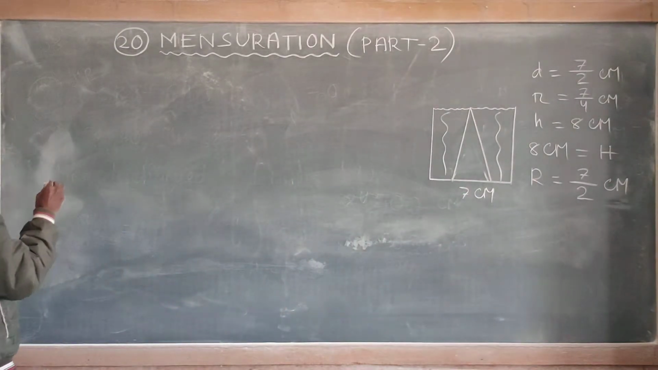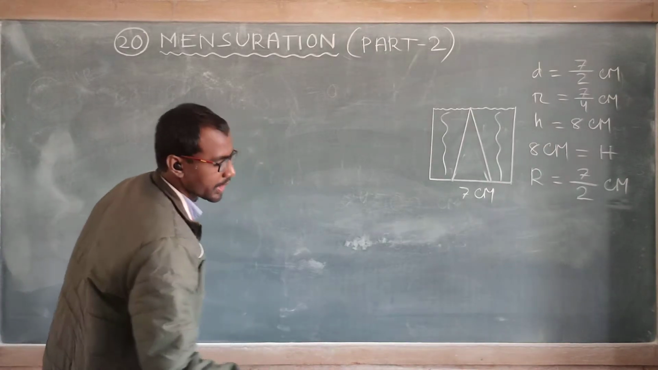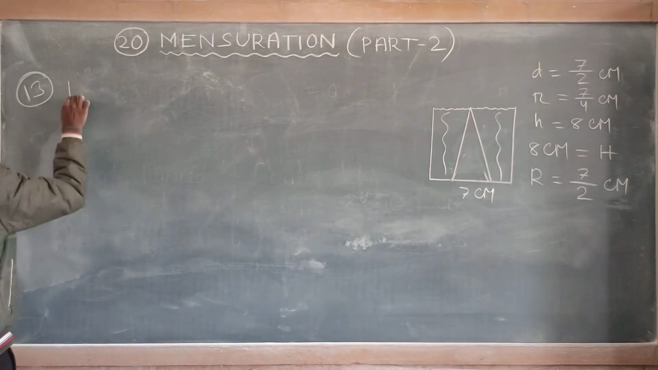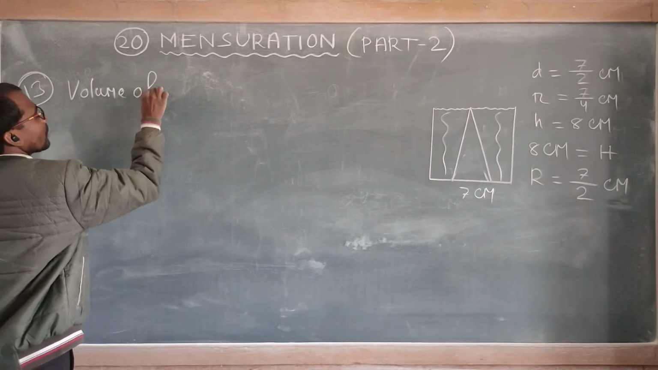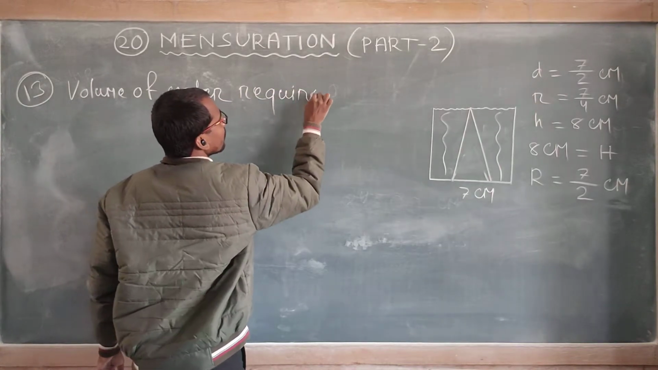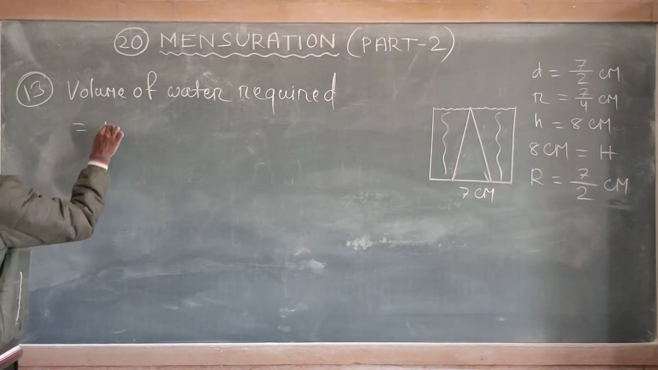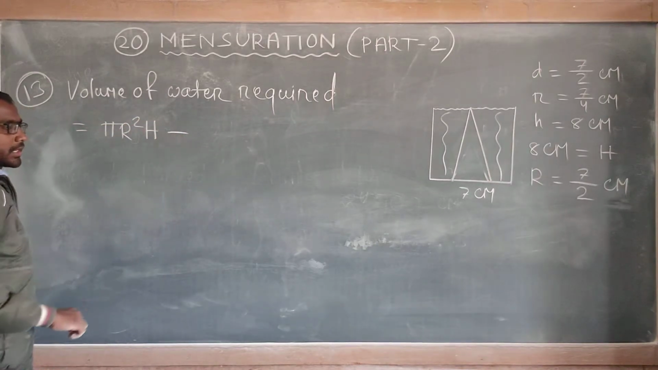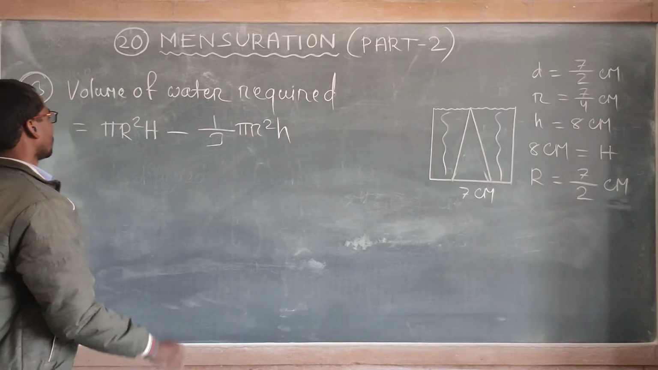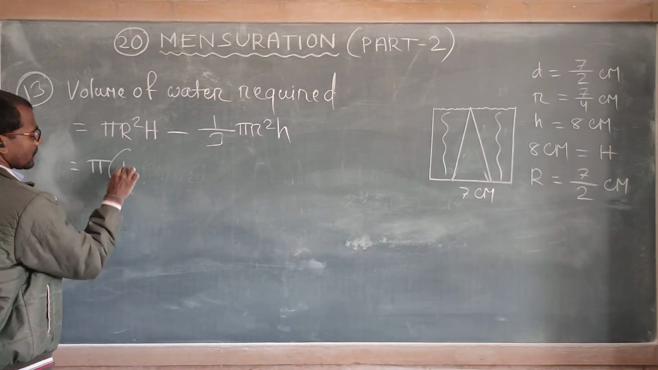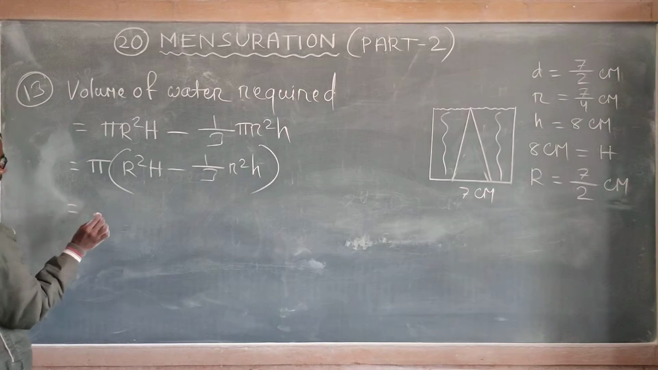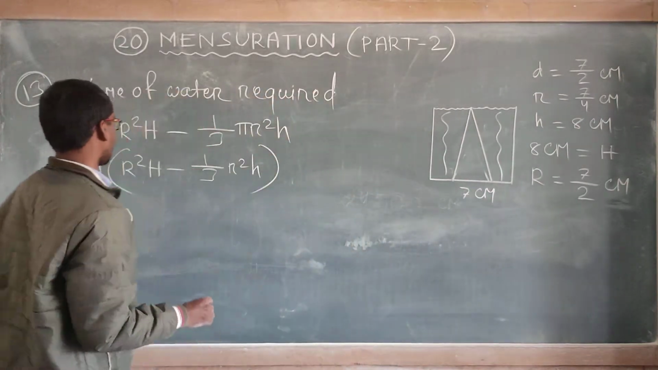So this is question number 13. So volume of water required is equal to volume of cylinder minus volume of cone. Pi can be taken common, then remaining is r square h minus 1 by 3 r square h. Pi is not given, so you could take 22 by 7.